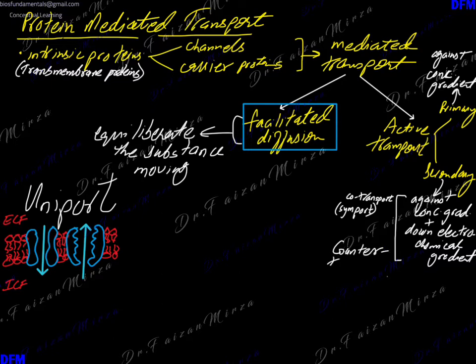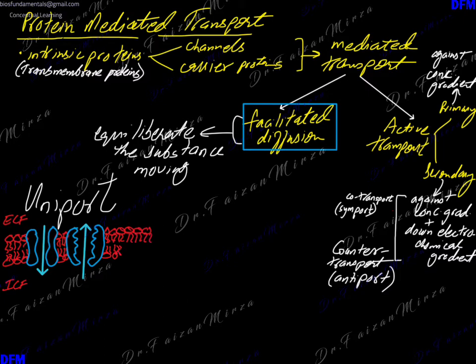What are symports and antiports? Symports are co-transporters which move more than one substance in one direction, and antiports are counter-transporter proteins which move more than one substance in different directions at the same time.